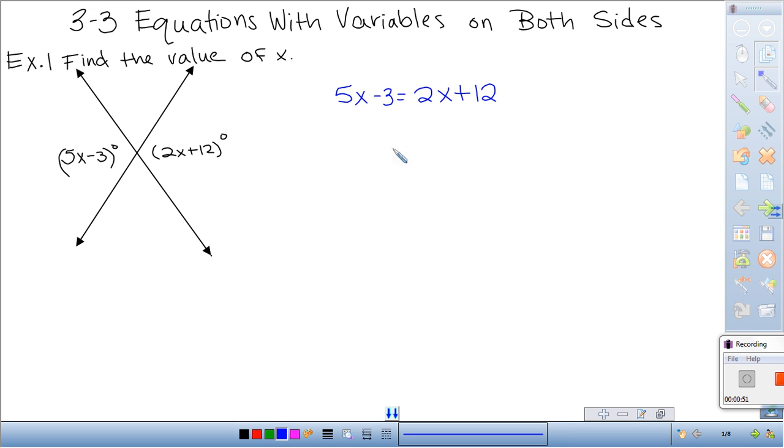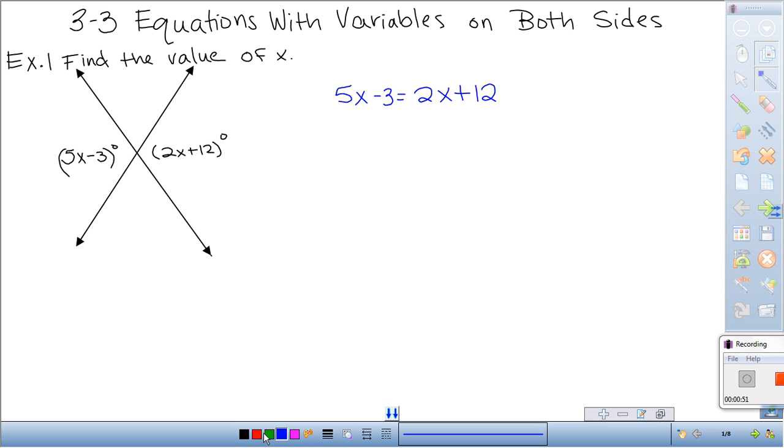Before we can start solving for x, we need to get all of our x's on the same side. Notice here's our equal sign splitting it up into 2 different sides. We have 5x over here and 2x over here. So before we can start solving for x, we need to get all of our x's together in one place. And to do that, in order to cross this equal sign, to move 2x over here, or to move 5x over here, we have to add, subtract, multiply, or divide.